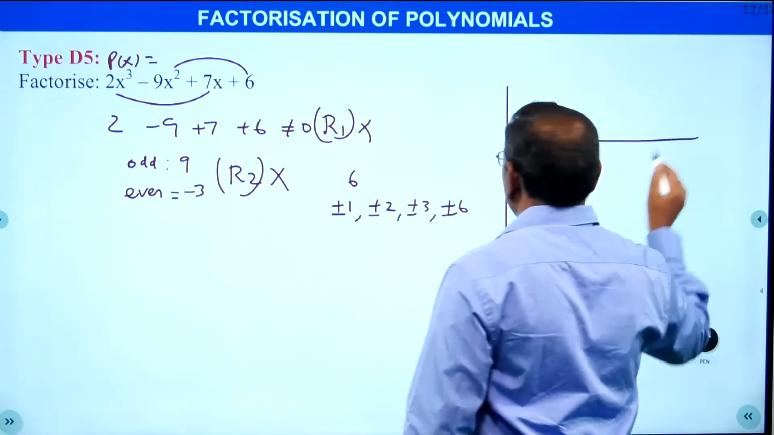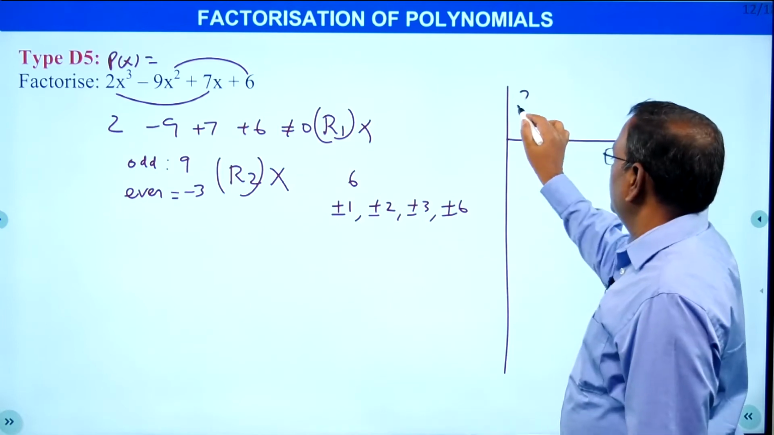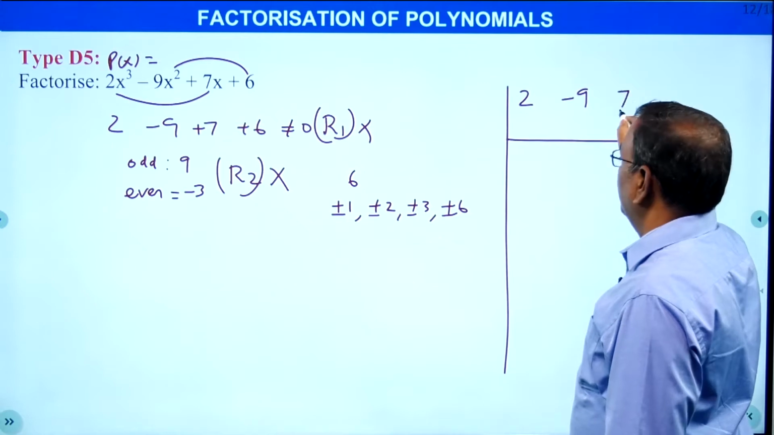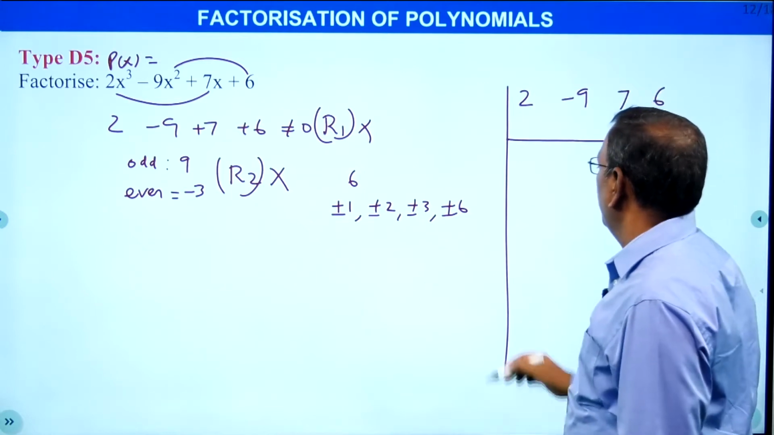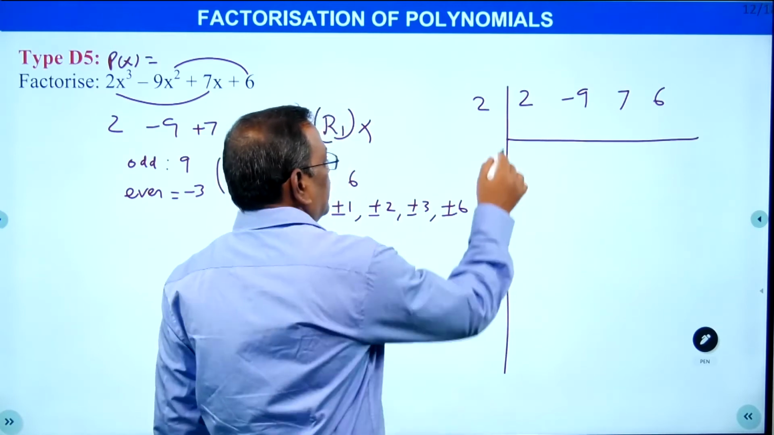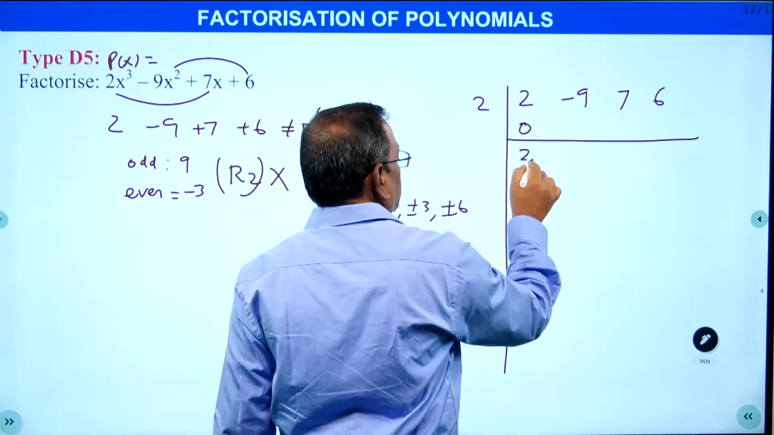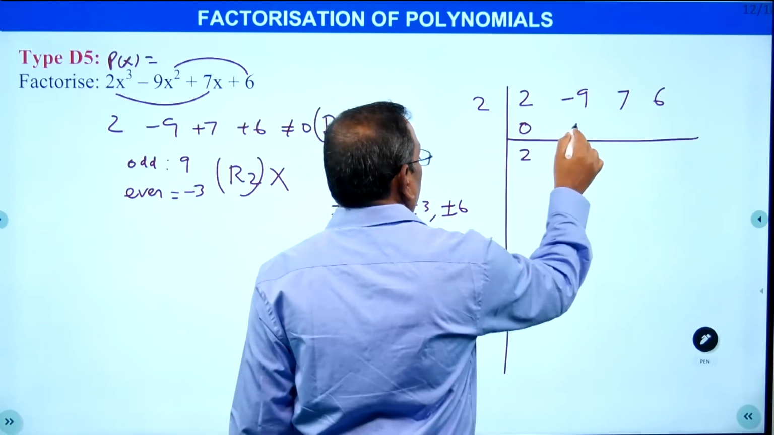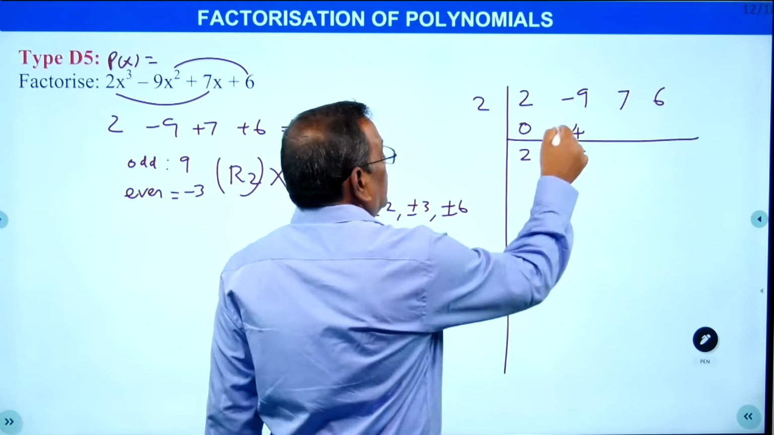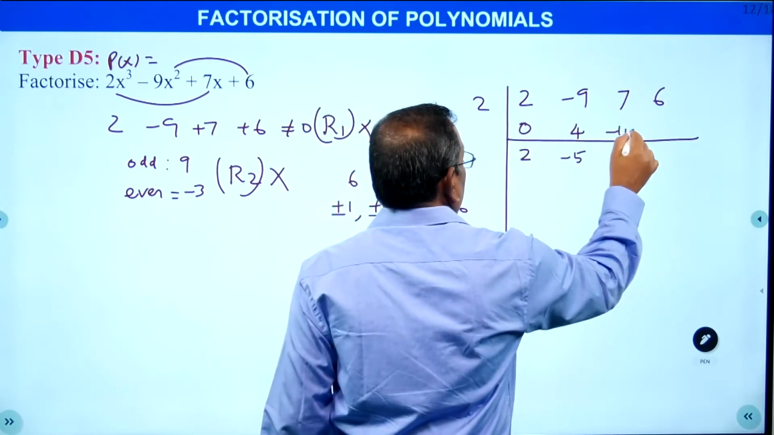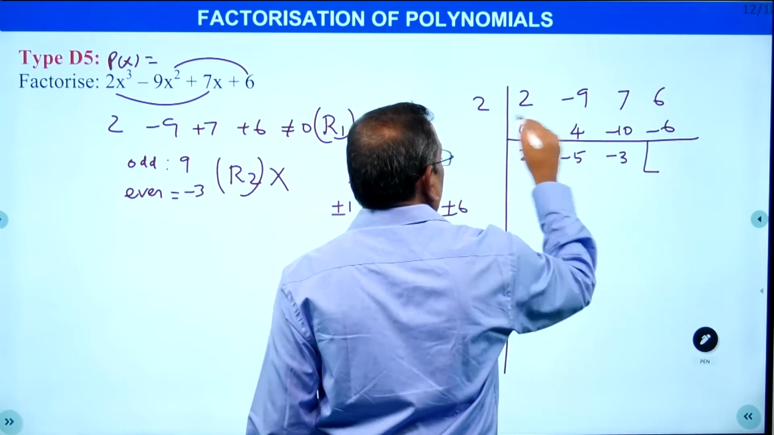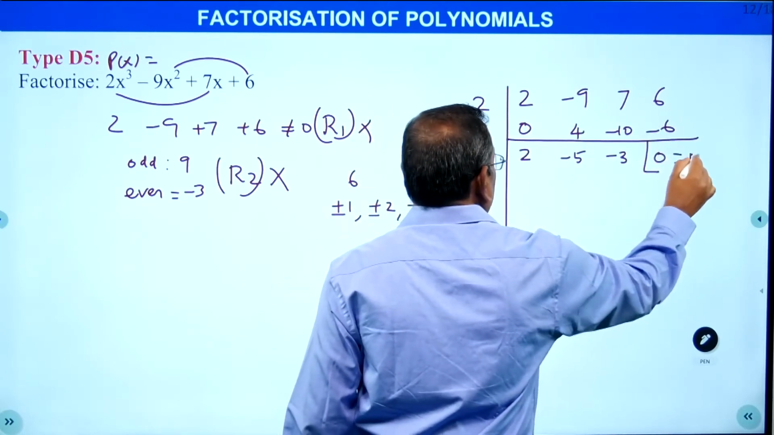So what are the coefficients of the polynomial? X cube coefficient is 2 and x square is minus 9 and x is 7, constant term is 6. If you take 2 as a 0 by trial and error method, now apply the synthetic division concept. 2 plus 0 is 2, 2 into 2 is 4 and this is minus 5, correct? Minus 5 into 2 is minus 10 and this is minus 3 and this is minus 6. Minus 3 into 2 is minus 6, 0, that is the remainder.